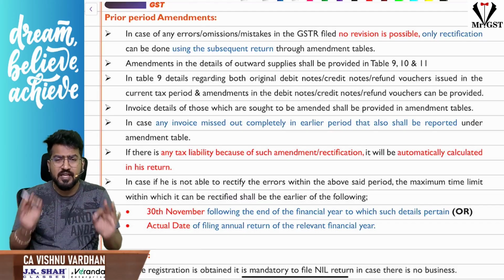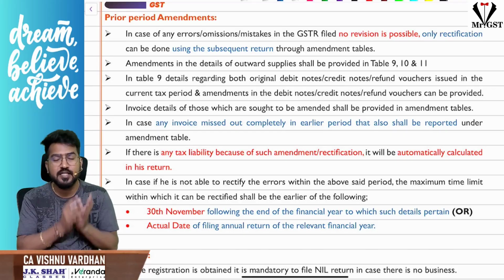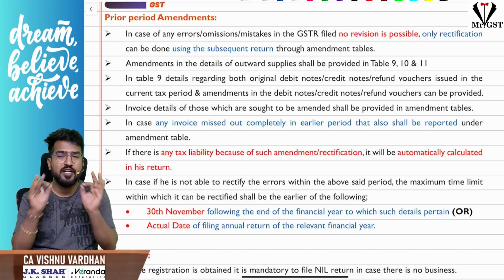If I have made any mistakes in May month, I can rectify that in the June month return. Every return will have amendment tables within it. So whatever mistakes you have made in the returns can be amended in the subsequent returns. So I repeat here, no revision of return, only rectification.